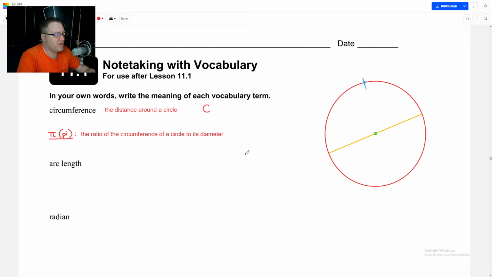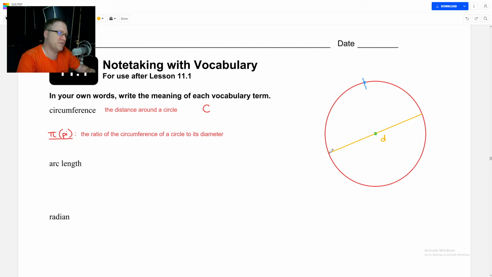We usually call the diameter little d. So the length from here all the way over to here. Actually, let me put that d in a different spot. I'm going to put it right here.